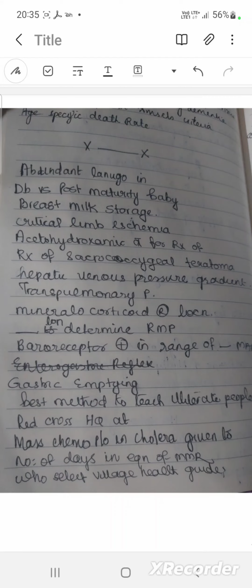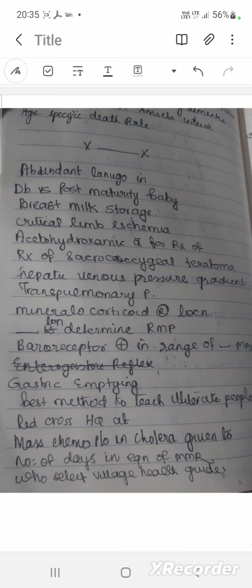Then next is hepatic venous pressure gradient. Remember the mnemonic is Wi-Fi: wedge hepatic pressure minus free hepatic pressure. That difference is the hepatic venous pressure gradient. Transpulmonary pressure means the difference between intraalveolar and intrapleural pressure.